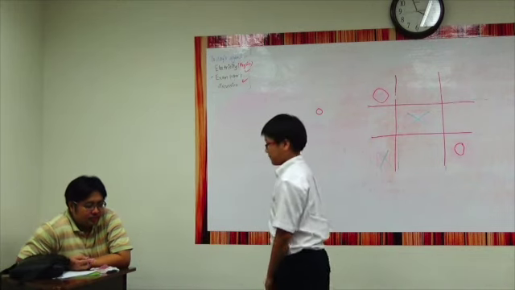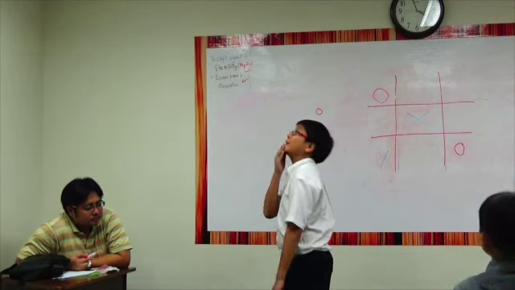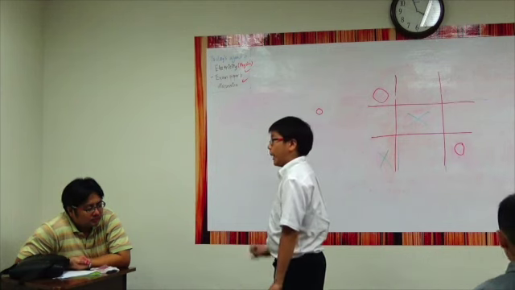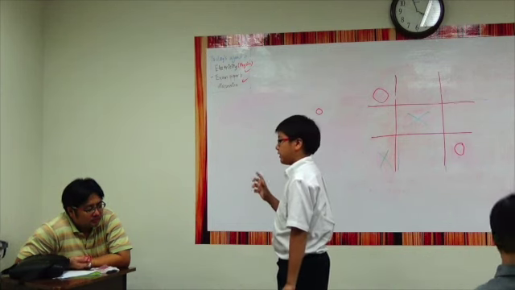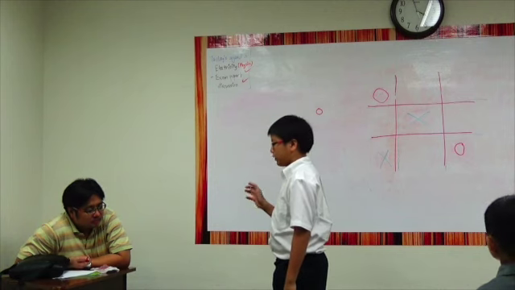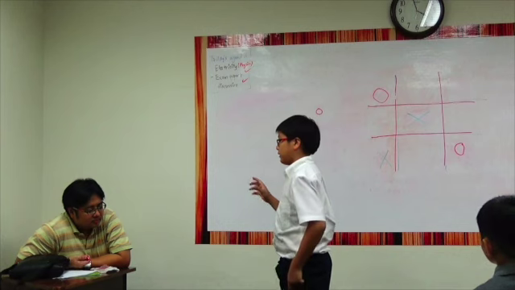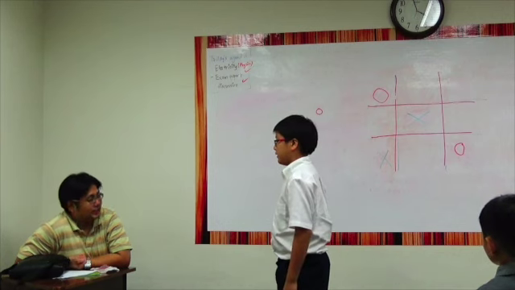Zeki, tell me 3 differences between animal and plant cells. Plant cell has a cell wall, but the animal cell doesn't. It has chloroplast, but the animal cell doesn't. Okay, I can accept that.